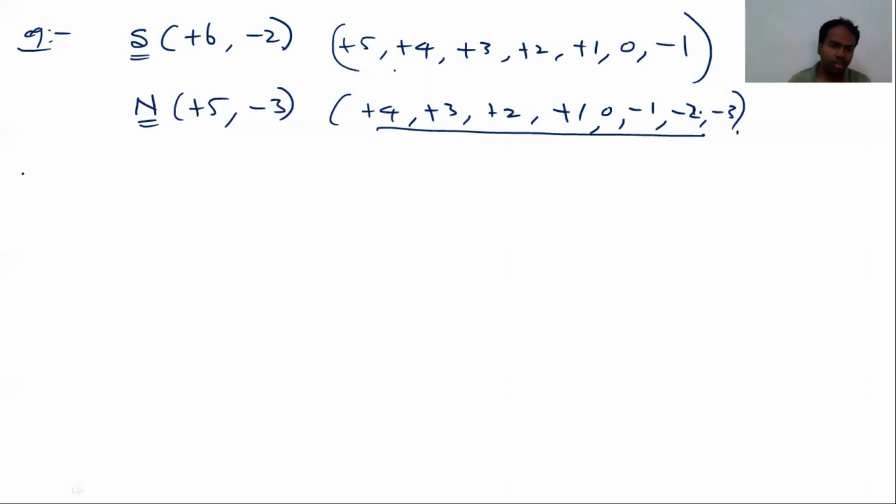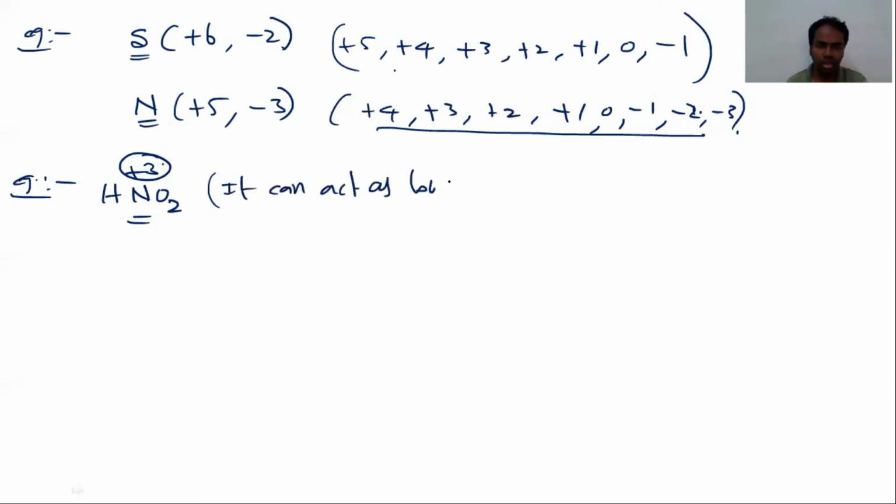For example, if we take HNO2, the nitrogen oxidation state here is +3. So for nitrogen, +3 is an intermediate oxidation state. It may gain electrons, it may lose electrons. Possibilities are there. That's why it can act as both an oxidizing agent as well as a reducing agent.